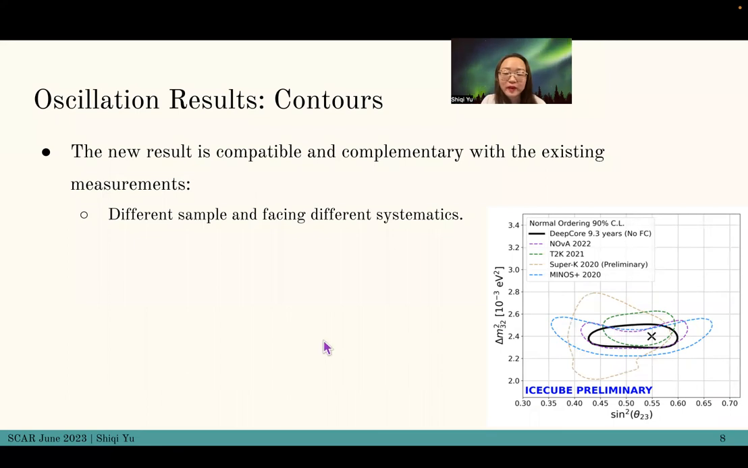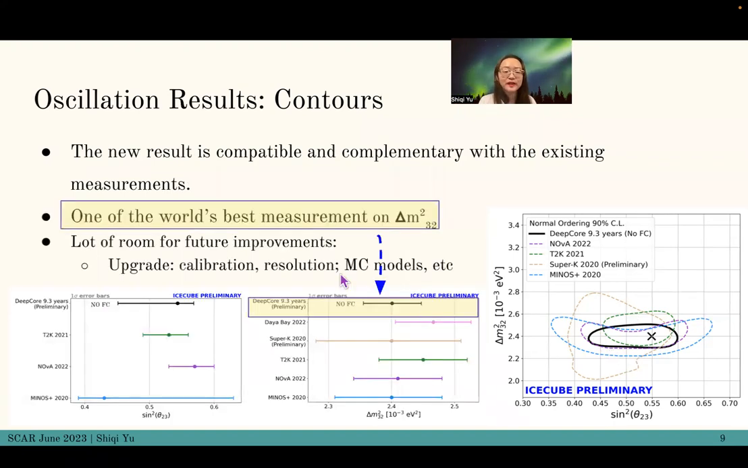We started by using a very different neutrino sample in a different energy range and also a different distance of travel compared to the other experiments. We also face very different systematics, but we ended up with a great agreement on the physics parameter measurement. On top of that, we report one of the world's best measurements on delta m squared 32. By looking at the 1 sigma error band, we see a very narrow error bar on this result.